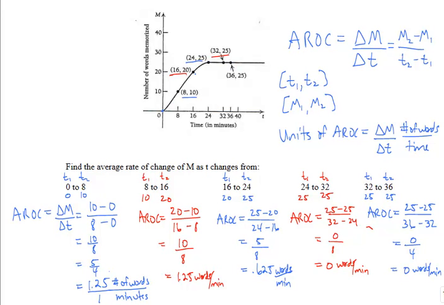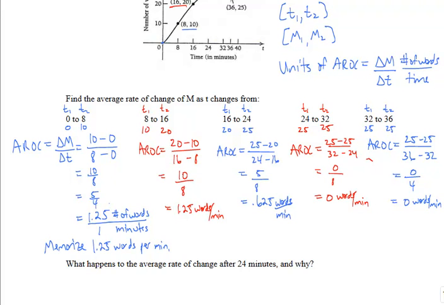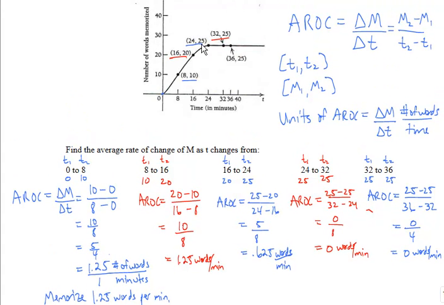You can see that as the graph continues, this graph tends to flatten out. We can see that representing itself in the fact that as we progressed, as these times got longer and longer, the average rate of change became 0, and it continues to be 0 from this point on because the number of words stays horizontal at 25 words as the time progresses. What would be the significance of that? So what happens to the average rate of change after 24 minutes and why? So how come after this point right here, after we become horizontal, what's happening to that average rate of change?